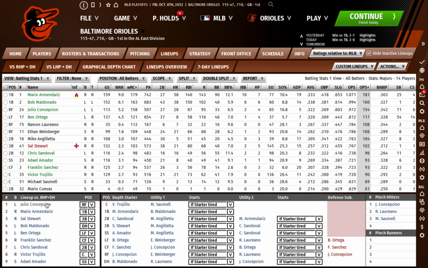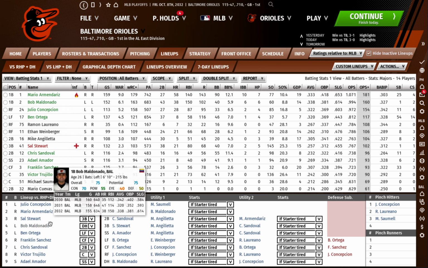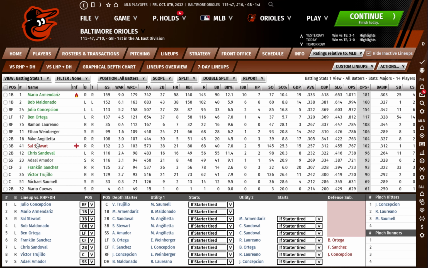And again, I have my lineup a little differently here. These hitters have kind of evolved over the course of the season. Concepcion was a rookie. But ideally, Armendariz fourth because he's the best hitter and he's the best power hitter. Concepcion first because him and Maldonado are pretty similar. Maldonado is a little bit better with power and Concepcion is much faster. And then Maldonado second by default.